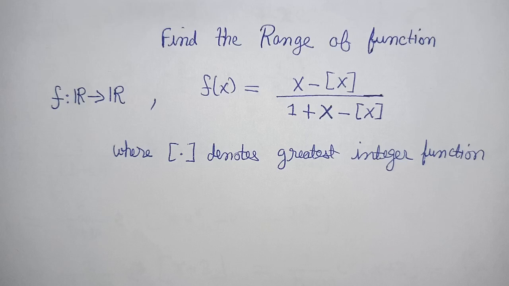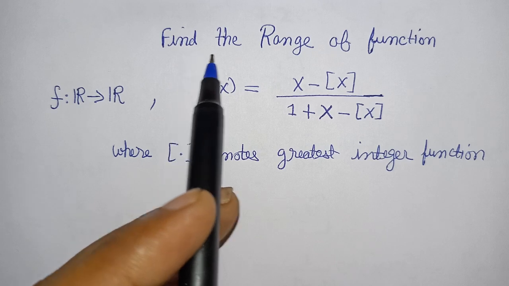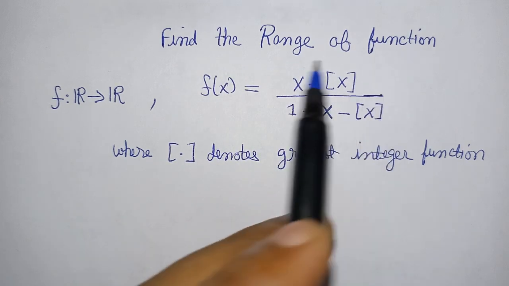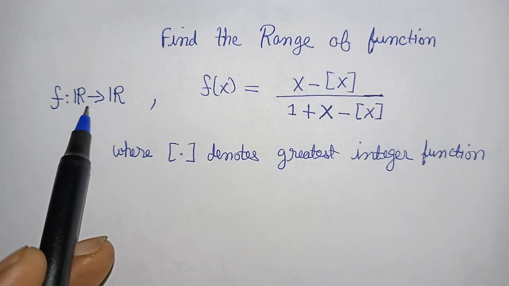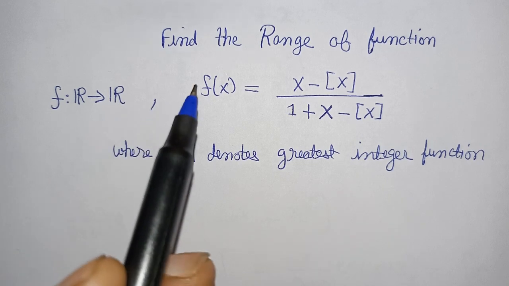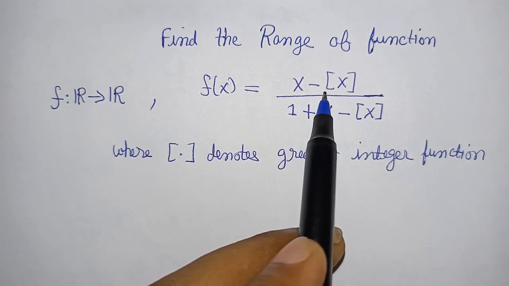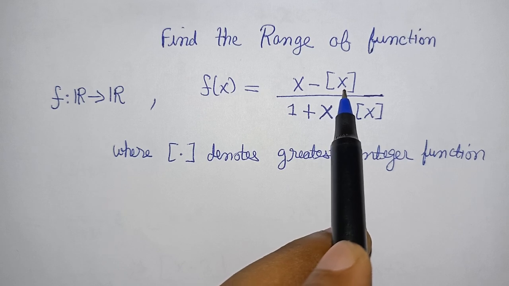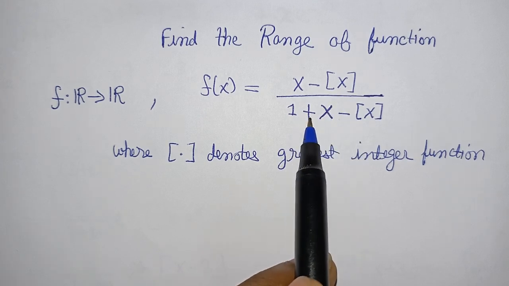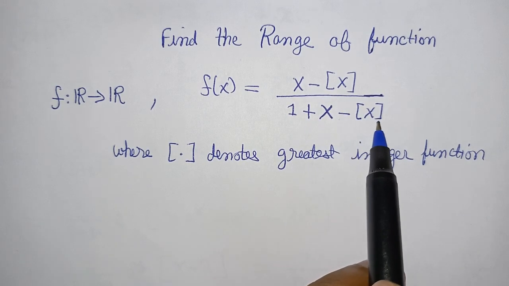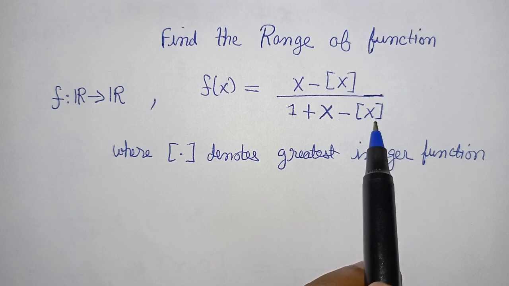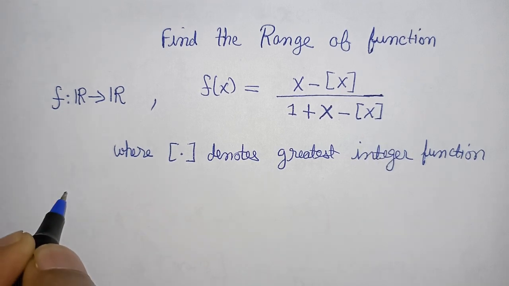So today we have a question: find the range of the function, where the function is from real values to real values and is defined as f(x) = (x − [x]) / (1 + x − [x]), where [x] is the greatest integer function of x. Let's see the solution here.